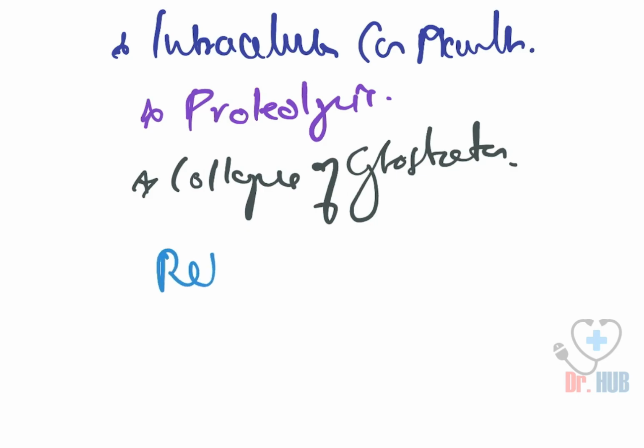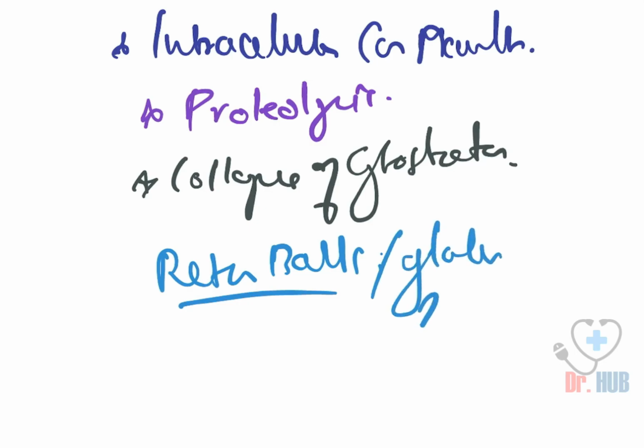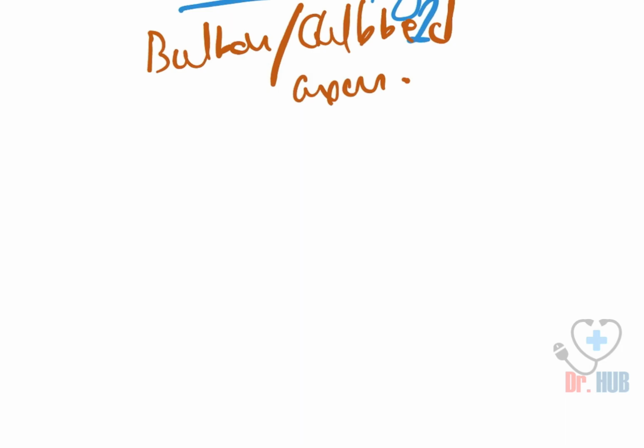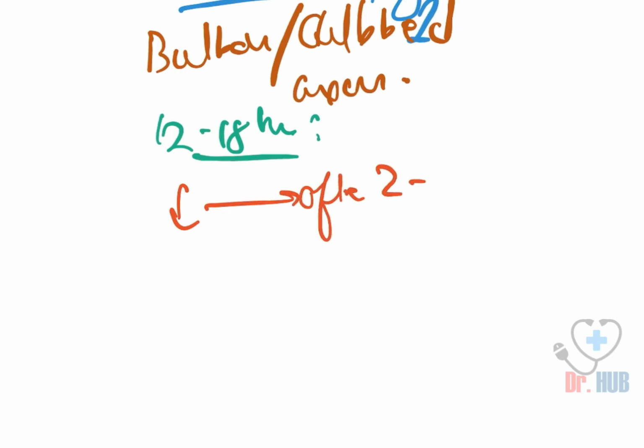Next we look at the retraction balls. Retraction balls are also known as retraction globes. They are bulbous or clubbed axons, and they are seen as early as 12 to 18 hours. The number of retraction balls begins to decrease after 2 to 3 weeks after injury.